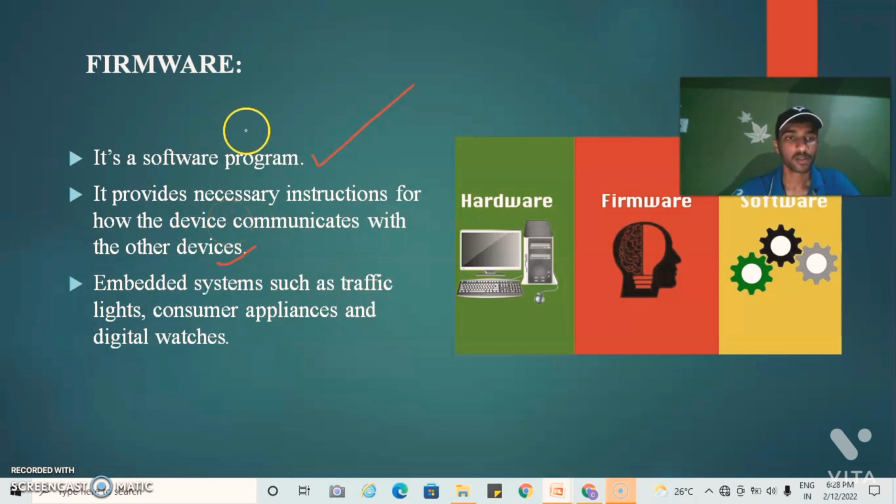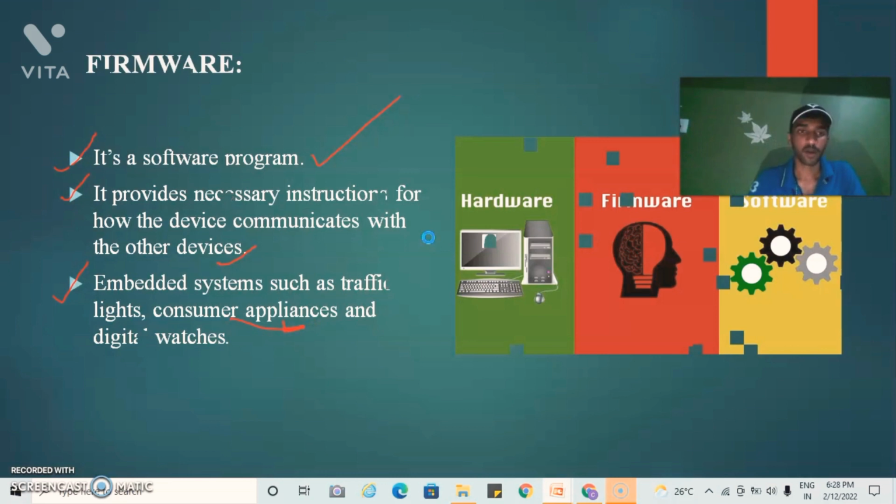Along with usage in laptops and mobile phones, it's also used in traffic lights and consumer appliances. Consumer appliances, in the sense that we can see firmware in remote controls used to operate TVs, microphones or ACs. Digital watches also use firmware. This is all about firmware and where we are using it, a brief introduction to its applications.